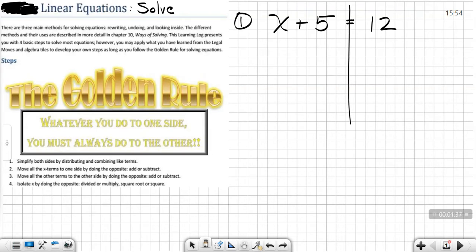How do I get rid of a 5? Well, I always undo. I do the opposite. All right, this is a plus 5. The opposite of plus 5 is subtract 5 from each side. So I'm going to subtract 5 from each side. x equals 7 in this case.